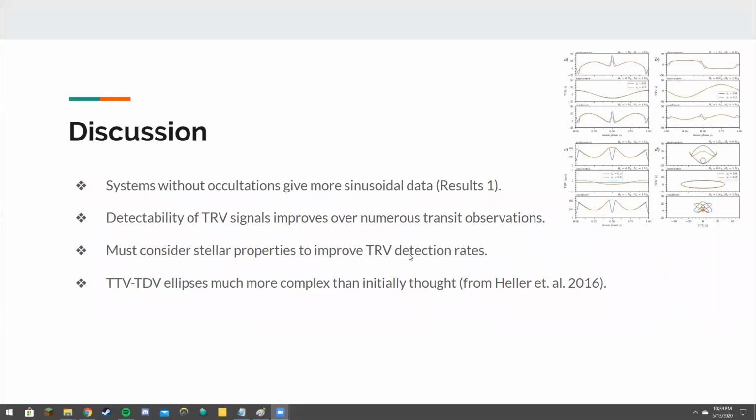So in addition to these conclusions about how we could get stronger signals and stronger evidence towards an exomoon detection, the paper also importantly notes that we have to include, or I guess note, the stellar properties of the host star to improve TRV detection rates. And this is because variations on the star's surface, such as sunspots or flares, can contribute to variations in planetary radius. And so it is best for us to consider the stellar properties of stars so we can get the most accurate light curve models.